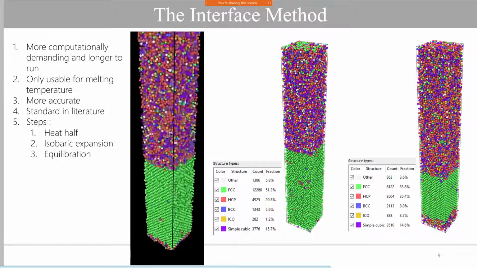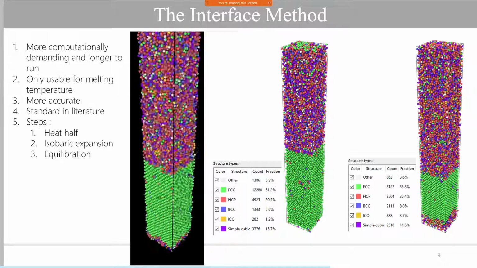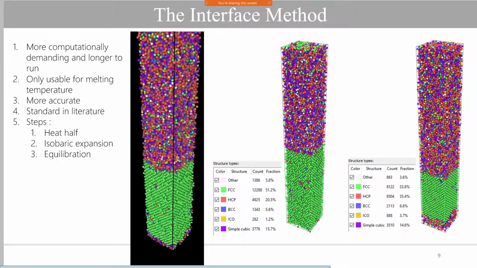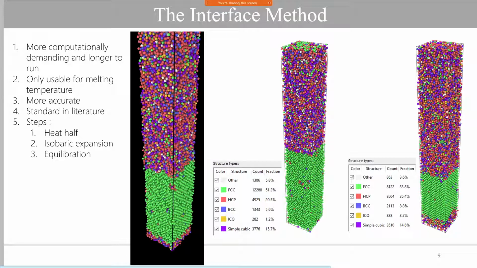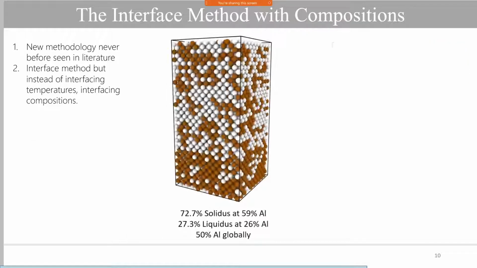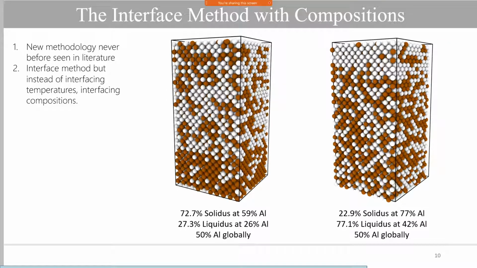And when we plot the enthalpy as a function of temperature, we'll notice a jump again, despite the fact that there's an equilibration between liquid and solid. Another method that we're proposing, in this case for multi-component systems, which we believe is very interesting, is the interface method, but this time with compositions. It works with the same idea as the interface method I just presented. However, instead of creating an interface between temperatures, we're creating an interface between compositions. This method has never before been seen in the literature, and it's completely new from us.